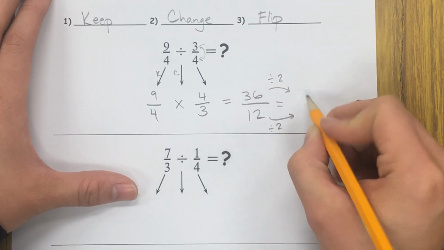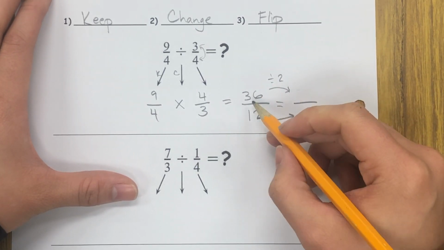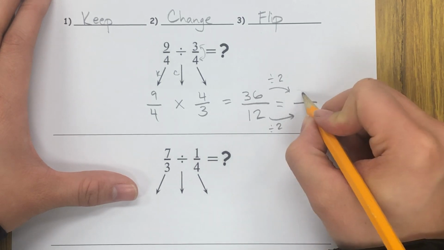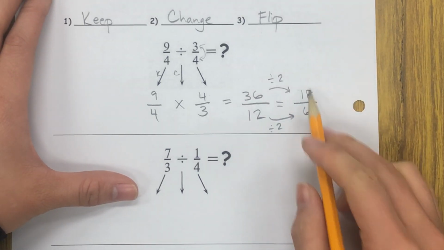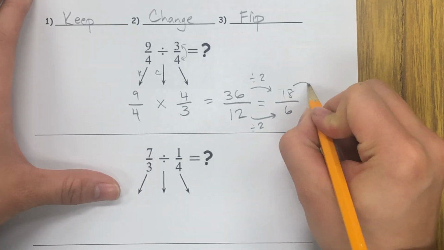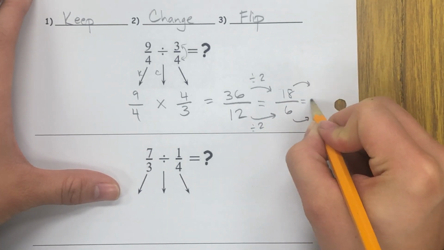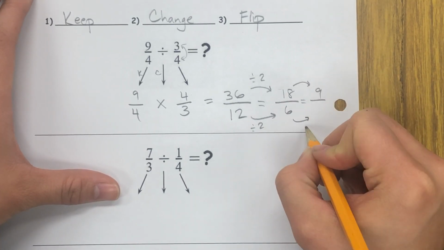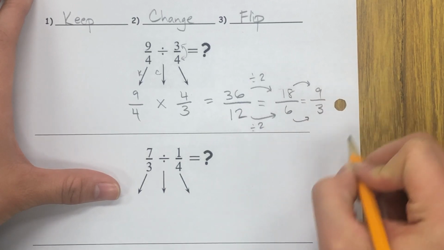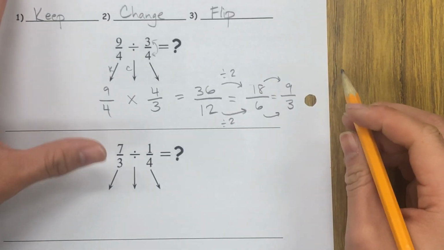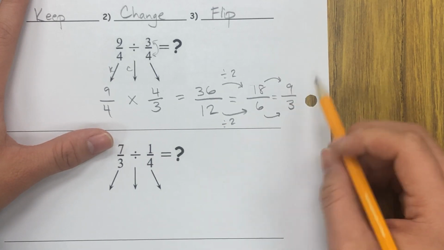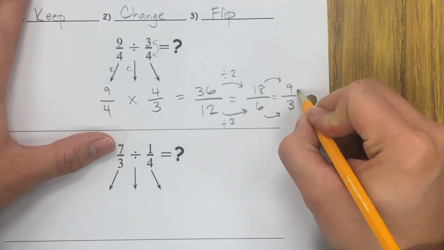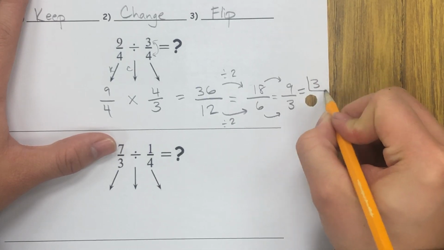So I'm going to do that for this example for you. So half of 36 is 18. Half of 12 is 6. They're both even. I could do that again. Let's divide by 2 again. Half of 18 is 9. Half of 6 is 3. So this time I can't divide by 2, but I do know that 3 can go into 9. So what is 9 divided by 3? 3. So my answer is going to be 3.